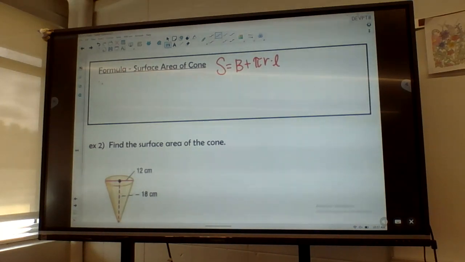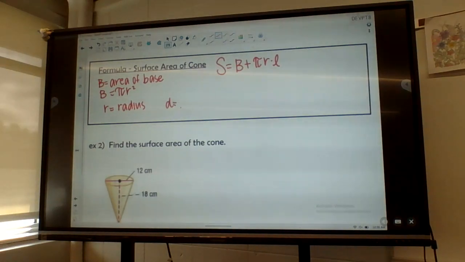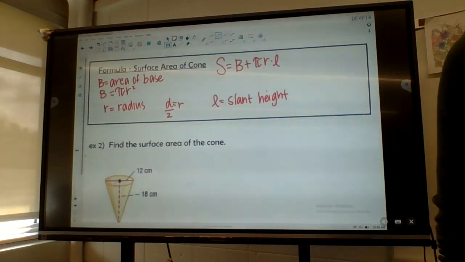So obviously our S is our surface area. I'm not going to write that out again. The base is the area of the base. And now since it's a circle, because it's a cone, that's going to be pi r squared. Obviously r is our radius. Pi is pi. Remember that the diameter divided by 2 is our radius, so if they give you the diameter. And then L is that slant height. So again, we'll finish up with what I consider to be a medium to difficult cone problem, and then you guys will have time to work on this.